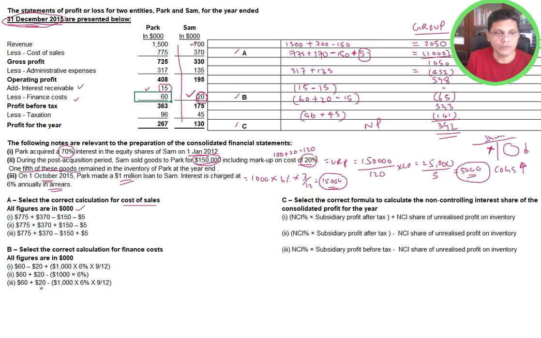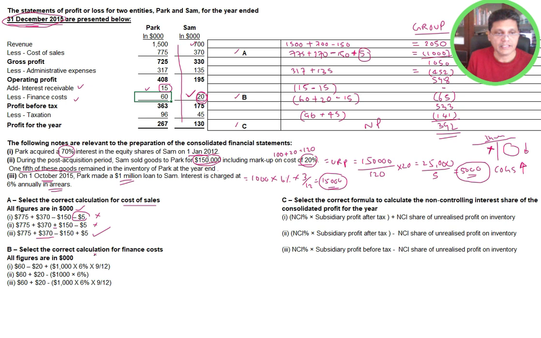Okay, fine. So the correct answer will be, as you can see, 775, 370 you need to add, 150 you need to deduct, 5 no, you need to add. This is not the correct answer. 775, 370 you don't add intercompany, you need to remove. So this is not the correct answer. 775 plus 370 minus 150 plus unrealized profit. So this is the correct answer. This is the correct answer for the first question.